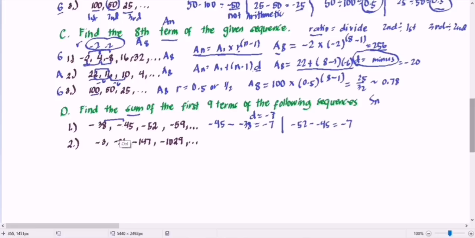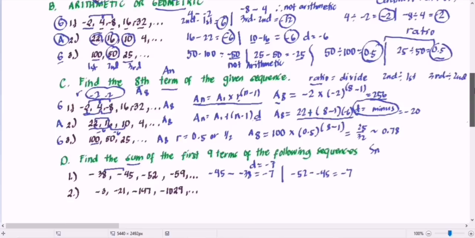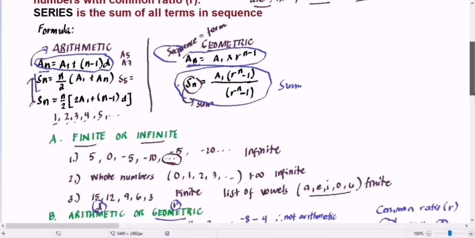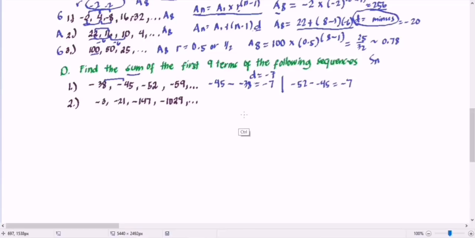Arithmetic tayo, so kunin natin yung formula para sa arithmetic. Pwede tayong gumamit ng unang formula or pwede rin naman yung pangalawang formula. Try natin gamitin yung unang formula: S sub n equals n over 2 times a sub 1 plus a sub n. Gamit natin yung formula na yon. Number 1, ito yung solution. Formula is S sub n equals n over 2 times the quantity of a sub 1 plus a sub n.